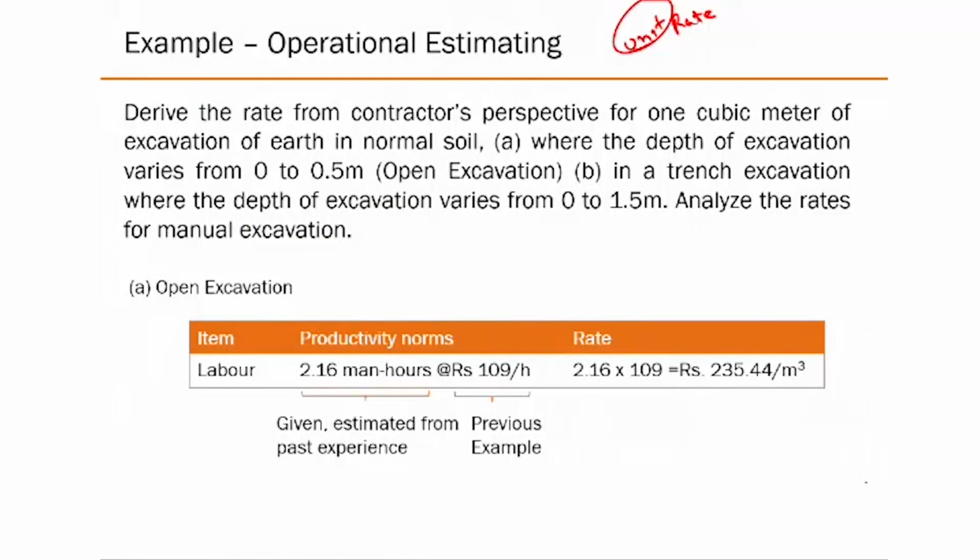Now using these, I just wanted to show you some of the other things you can do, and we'll go through one comprehensive example today, right? So here you see: derive the rate from a contractor's perspective for 1 cubic meter of excavation of earth in normal soil, where the depth of excavation varies from 0 to 0.5 meters. So this is an open excavation, or a trench excavation where the depth of excavation varies from 0 to 1.5 meters.